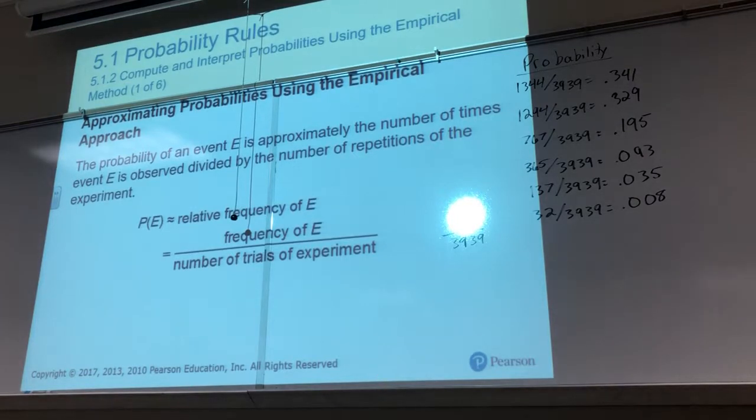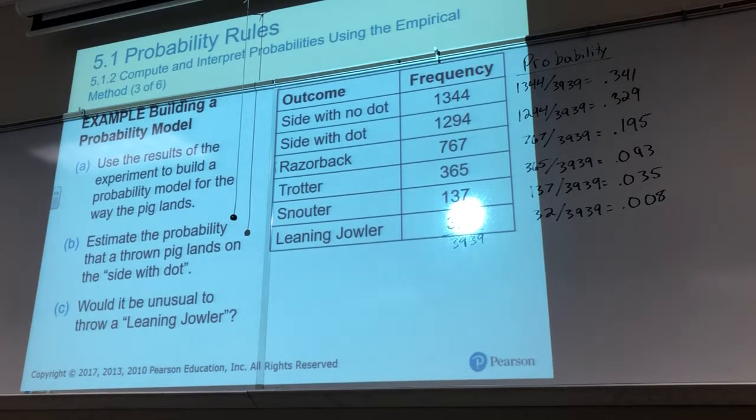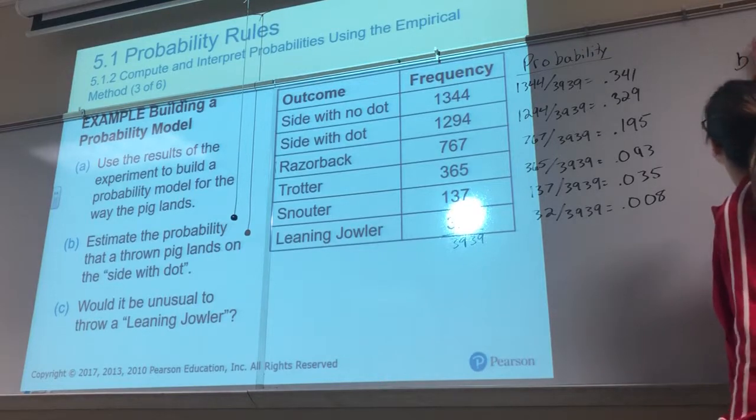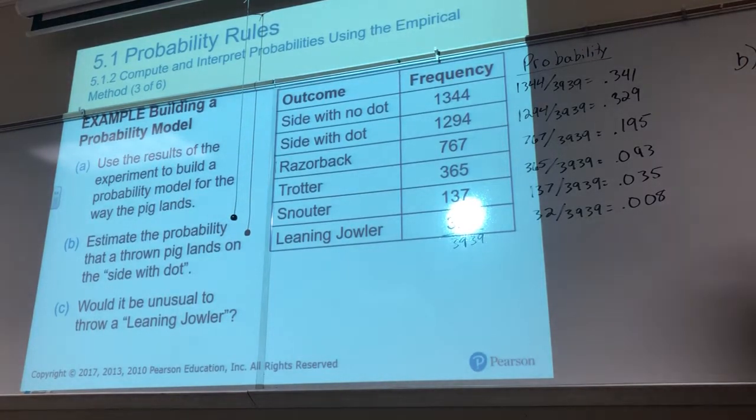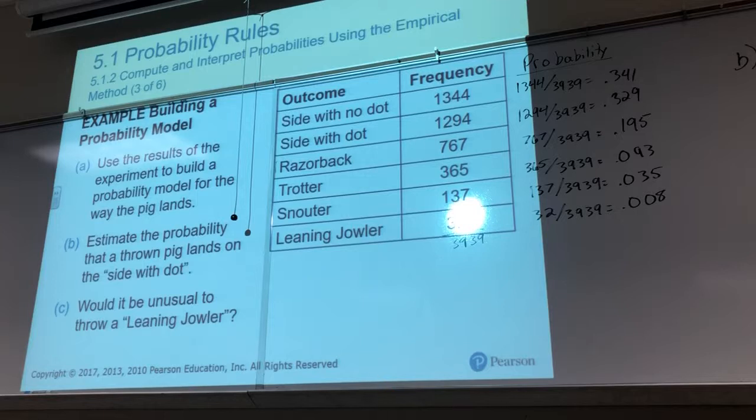So for this one, if we want to find the probability that the pig lands on a side with dot, what would that be? That's just going to be the relative frequency, which is 0.329, and that's going to be our probability. That's all we have.